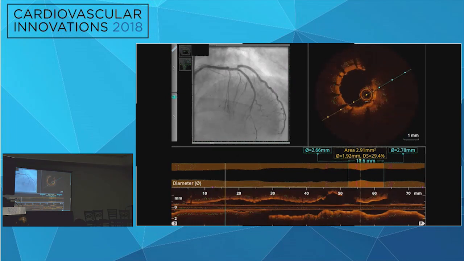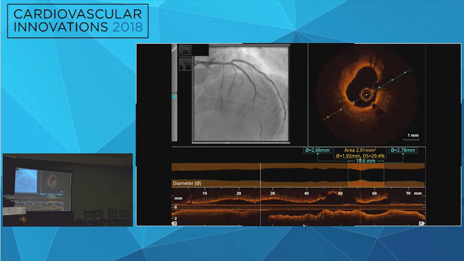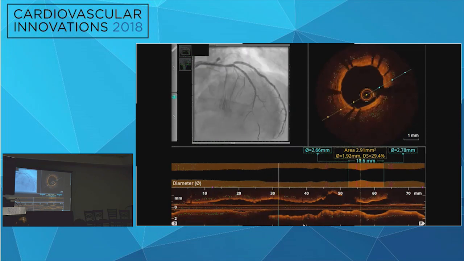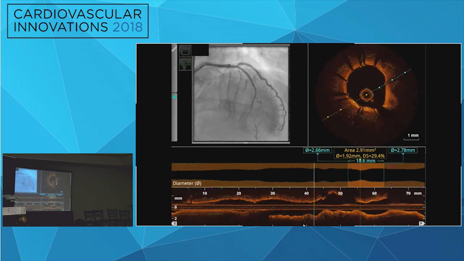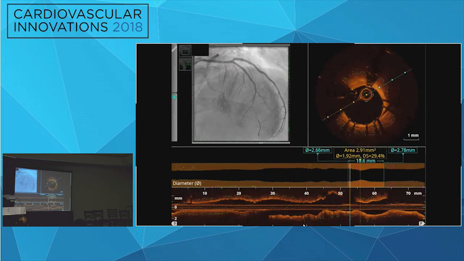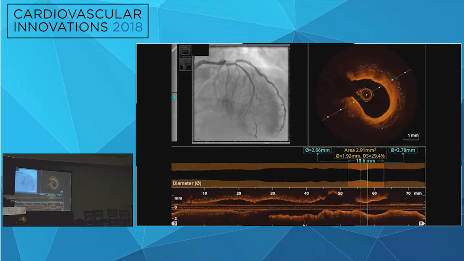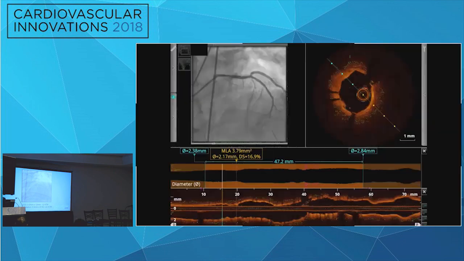We did repeat another OCT run, and based on operator preference at this point, there was an area of stenosis a little bit proximal to where our stent landed, as we'll get to in this OCT run. A little bit subjectively, I'll admit, we decided to stent that lesion as well. So that was stented with another stent, a 3.0 by 12, post-dilated up to 3.5.